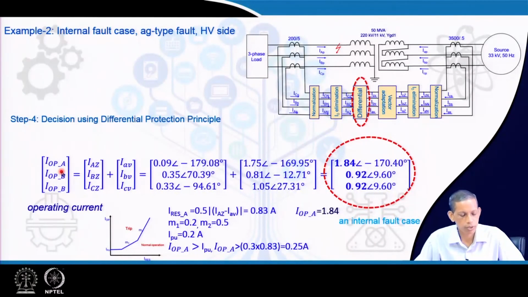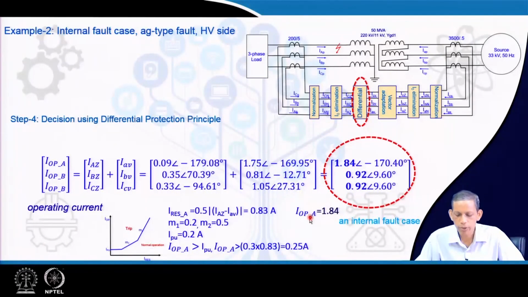Now, the final step is the decision making process. For the operating current for each phase A, B and C, we add these two current phasors and get the values of 1.84, 0.92, 0.92. See here, as compared to the external fault case where the highest was 0.04, here we are getting 1.84. That shows the current here is significant, particularly for phase A, and this fault is an AG type fault for the transformer, an in-zone, internal fault to the transformer.